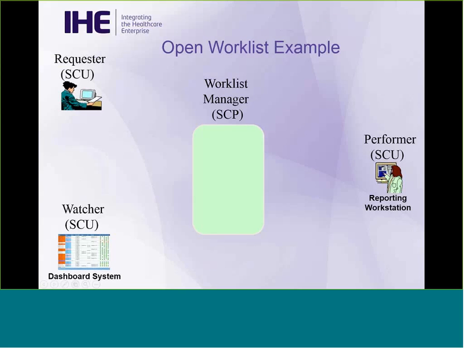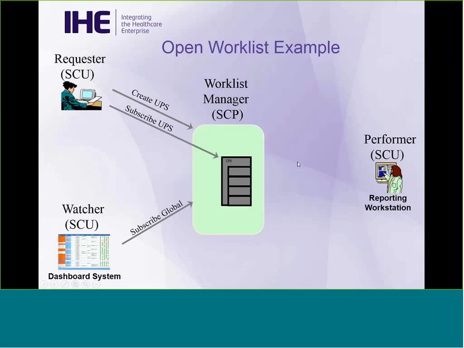So as far as the subscriptions go, here's an example of that open work list we looked at before. You may have, for example, a dashboard system. This is what we call a watcher actor. And it could set up a global subscription, which basically says, anytime a new work item is created, put me on the subscription list for that work item. Similarly, the requester, when they've created a new UPS item, will generally subscribe directly to that UPS item. They might not want to track all of the work items in the community.